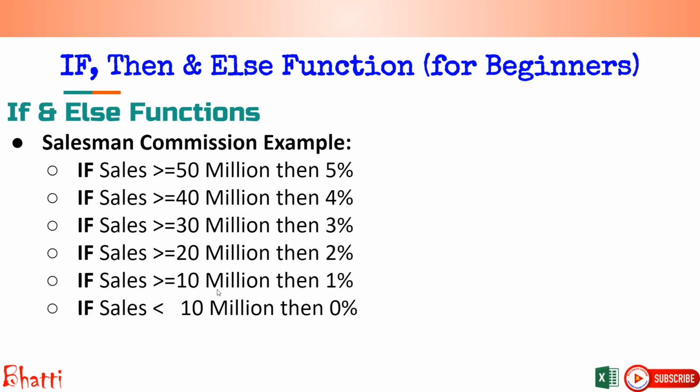The second thing is commission calculation. So this is my criteria. If a salesman generates more than 50 million in sales, he will be entitled to get 5% as a commission bonus. 40 million gets 4%, 30 million gets 3%, 20 million gets 2%, 10 million gets 1%, and if he generates less than 10 million in sales, he will not get any extra bonus or commission.